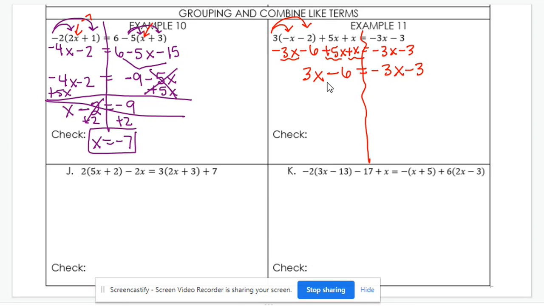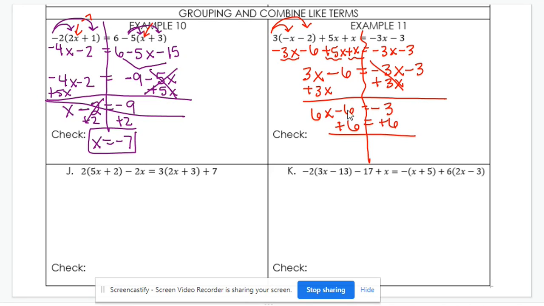So I did grouping symbols, combine like terms. Now I have variables on both sides. Which is smaller, 3x or negative 3x? Negative 3x is smaller, so we're going to add 3x to both sides. That leaves me with negative 3 on the right. And 3x plus 3x is 6x. Bring down my minus 6. Now we have constants on both sides. So I'm going to move the one that's with the variable by adding 6. All right, so those cancel out, negative 6 and positive 6.